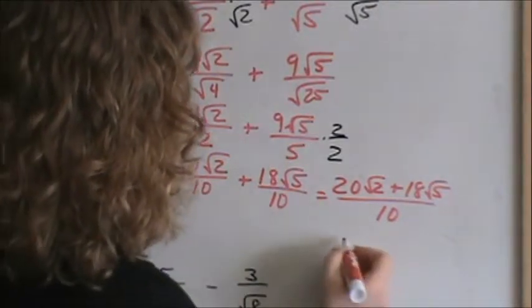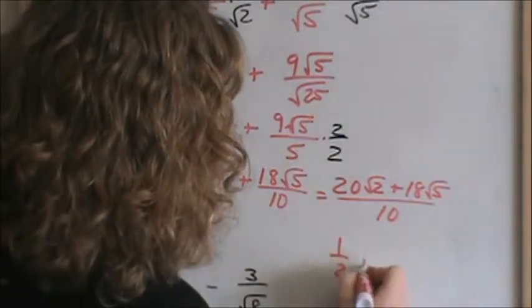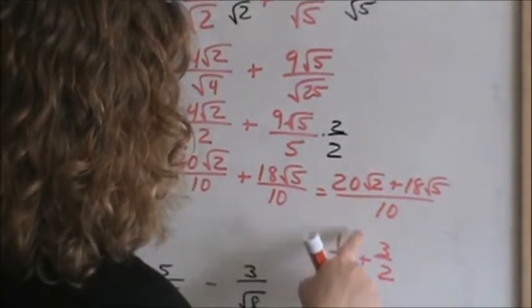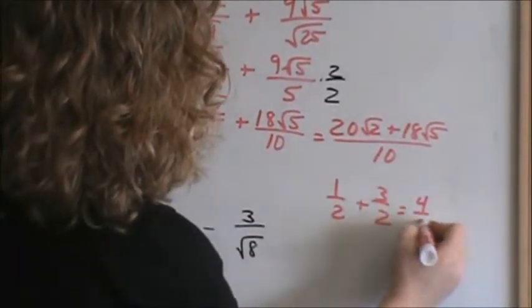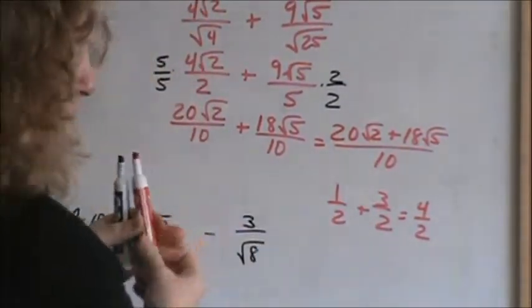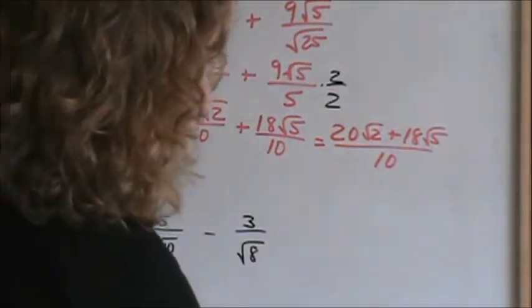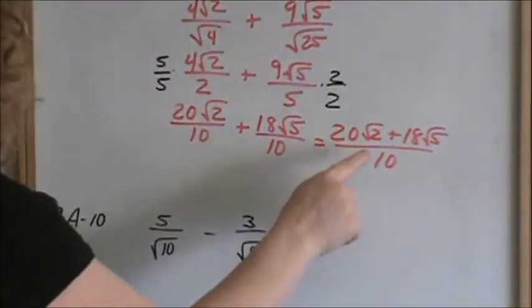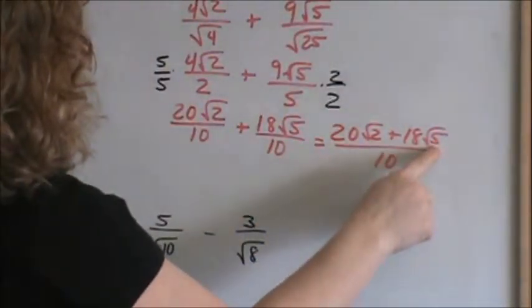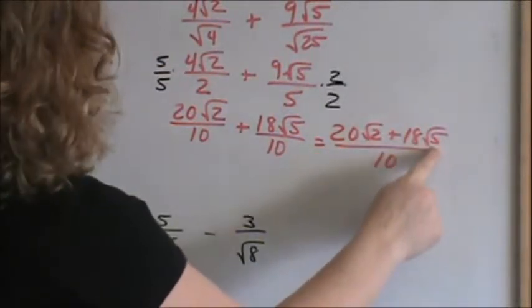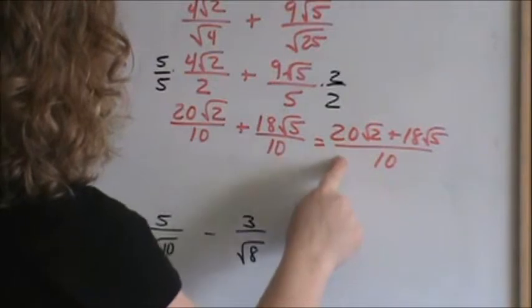This is not anything different than if I had 1/2 plus 3/2. I can combine my numerator. 1 plus 3 is 4. The difference is we now are dealing with radicals. So in remembering the rules of radicals, when you add radicals, they have to be the same kind. So we cannot add square root of 2 to square root of 5. So we leave it like this.